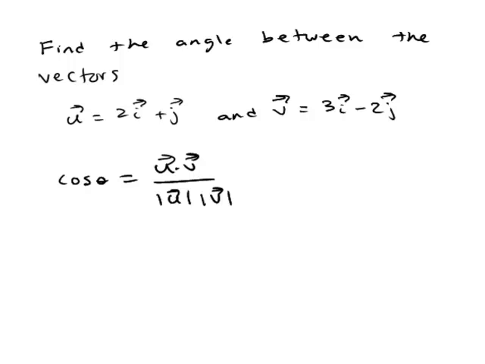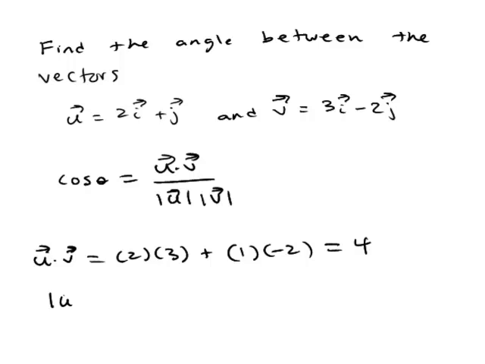All right, so let's start with u dot v. So u dot v, remember, multiply corresponding components, and then add and find the sum of those two results. So here we have 2 times 3 plus 1 times negative 2, and so the dot product here is going to be 6 minus 2, which is 4. Right. The magnitude of u is the square root of the sum of the squares.